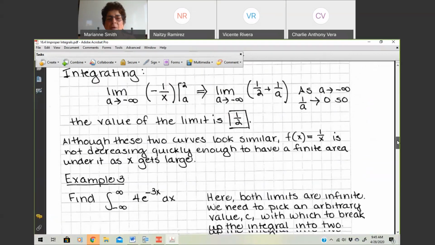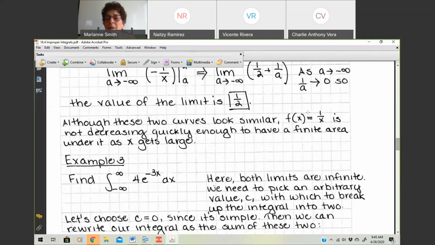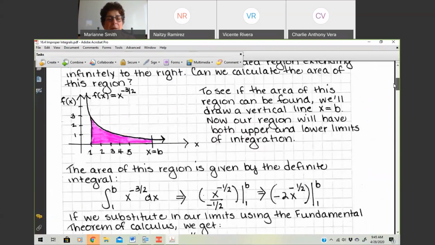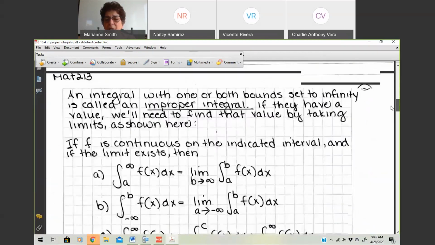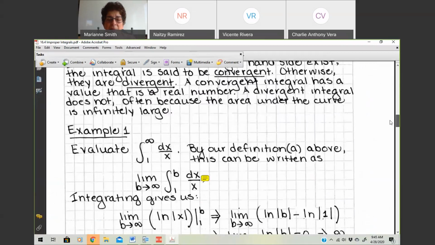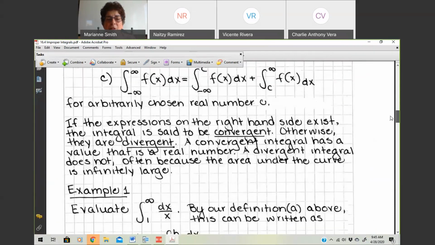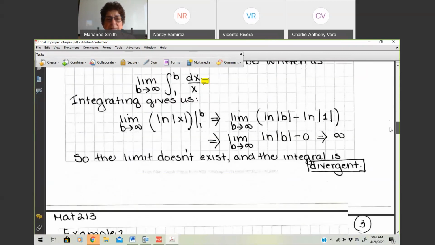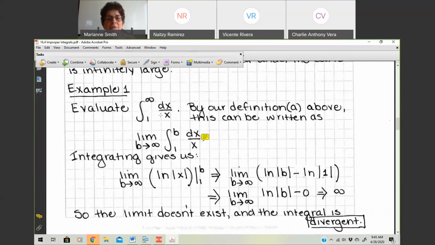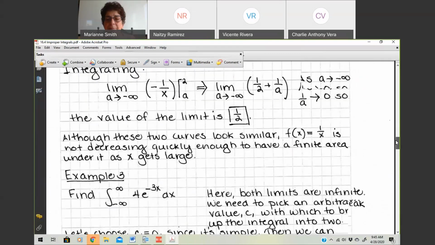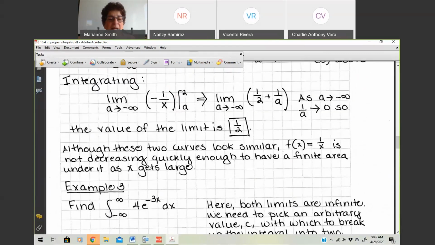So although the two curves look similar, 1 over x, you remember our original example here, the pink curve, this was 1 over 3x. Okay, 1 over x is a rational curve. That doesn't decrease slowly enough. Here's the 1 over x curve, or example 1. This didn't decrease slowly enough to have a finite area.